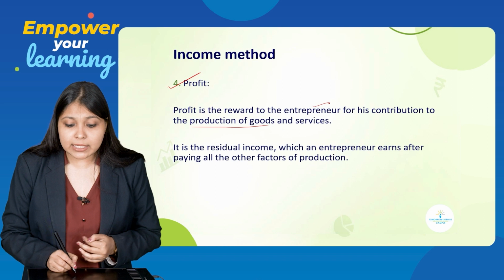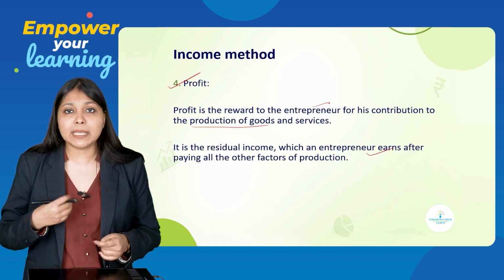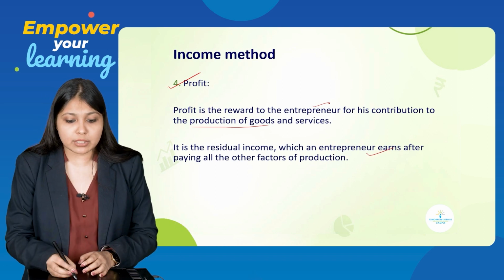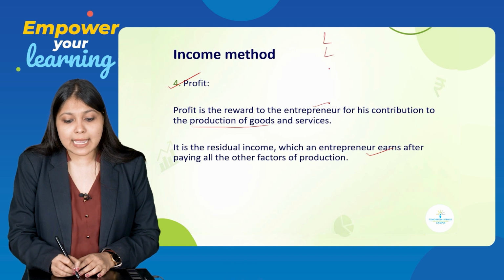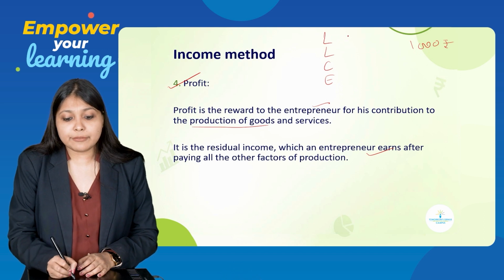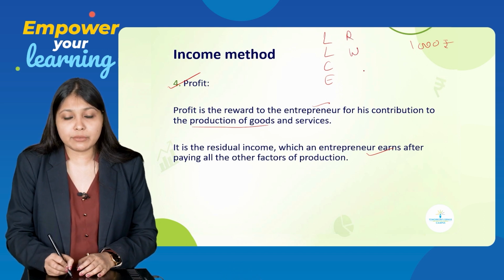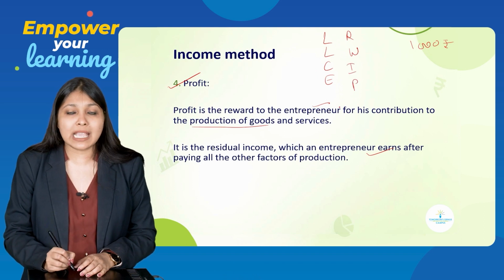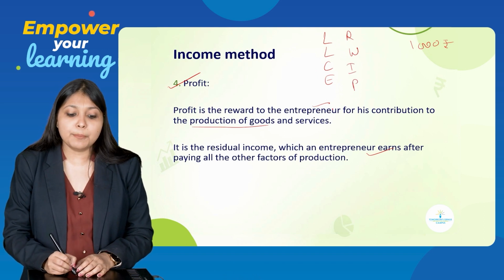It is a residual income which the entrepreneur earns after paying all the factors of production. So, factors of production are land, labor, capital, and entrepreneur. Suppose income was 1000 rupees. On land we have to pay rent, to labor we have to give wages, on capital we have to pay interest, and the remaining amount goes into the hands of the entrepreneur as profit.